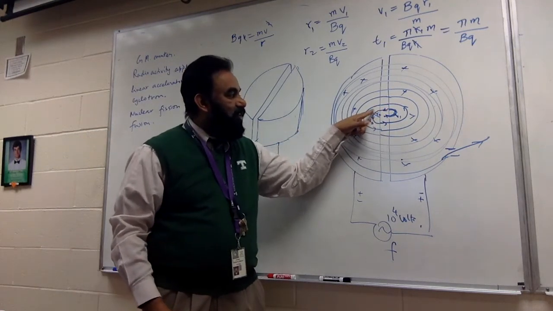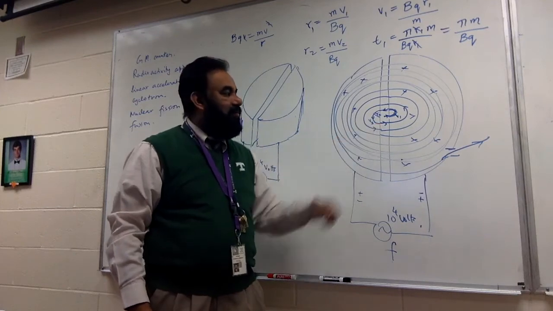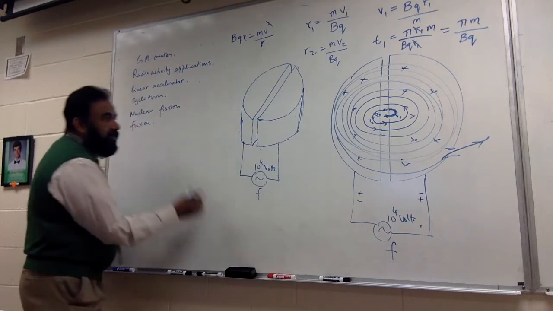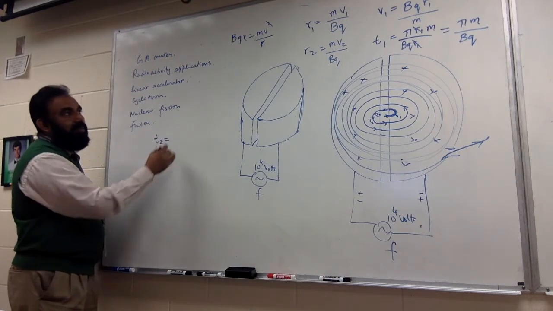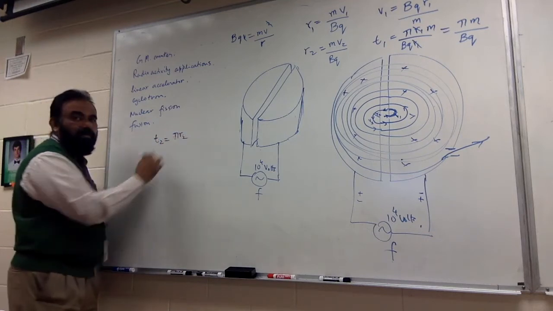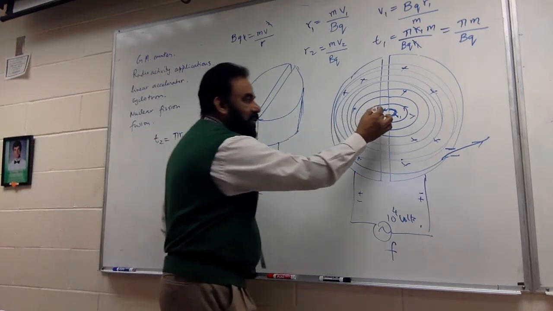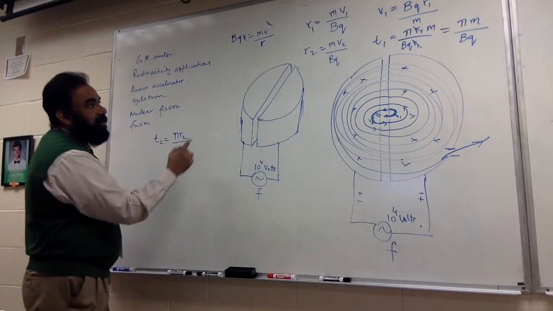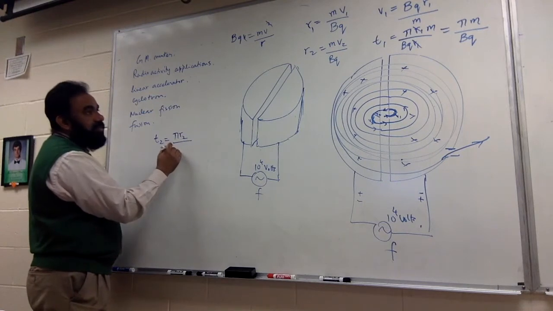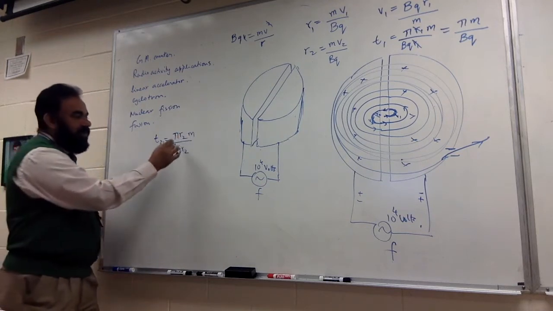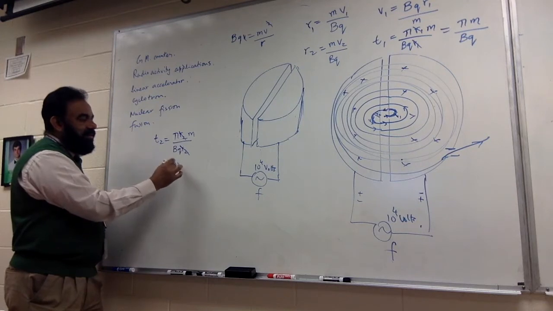Now let's look at time t2. What about time t2? Time t2 is going to be the distance pi r2 from here to here, but with a higher speed, v2, so divided by v2, which is bq r2 over m. Now what do you see here? They are the same.